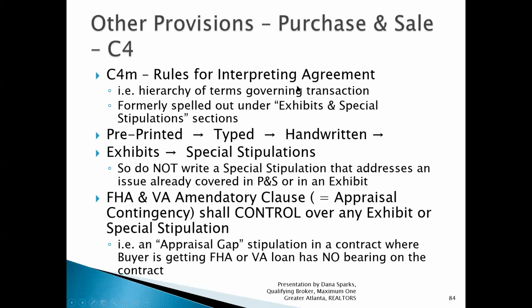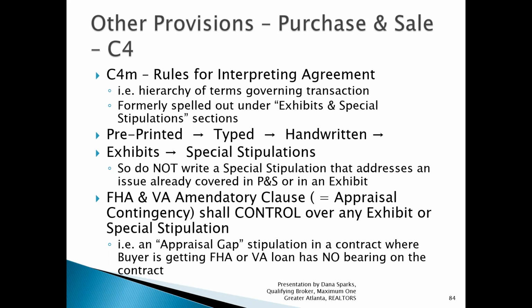Then another thing I just want to bring to your attention, there's another section about rules for interpreting the agreement. And basically that's the quote unquote hierarchy of what takes precedence over what. So you've got the pre-printed purchase and sale agreement, and then you have the fill in the blanks where you type in or handwrite in the information. Then you have exhibits, and then you have special stipulations. And they take precedence, or they're in force and effect in that order.